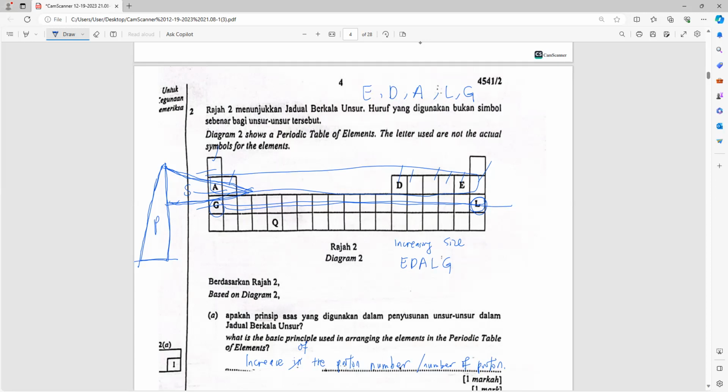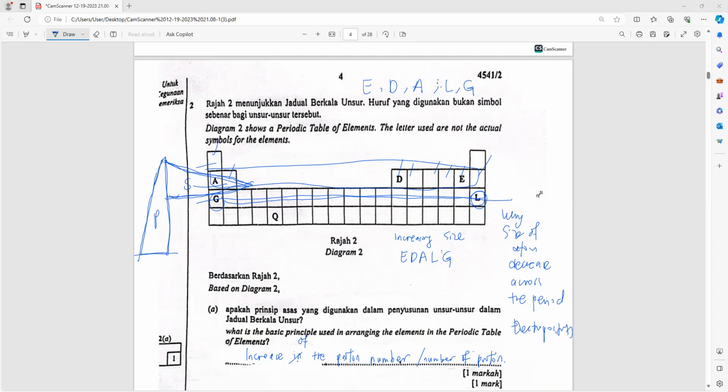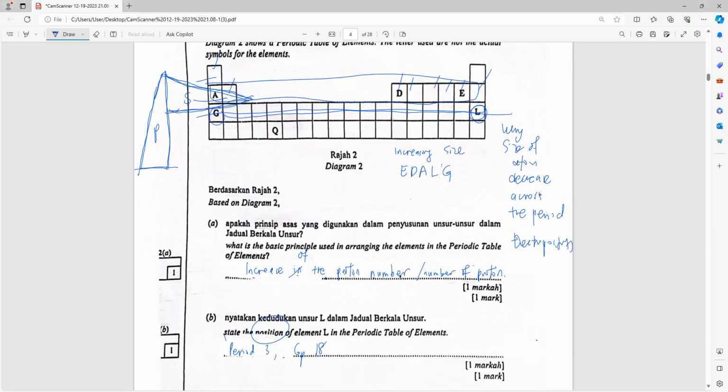All right, so this is how you answer this kind of question. They can even ask you, in the trial for Form 5 recently, they asked why the size decreases across the period. So you'll go and find out yourself. Why does the size of atoms decrease across the period? This is some homework for you. Then you can even go and study about electropositivity. You can go and check about saya dah faham eh. Do you all remember saya dah faham eh?